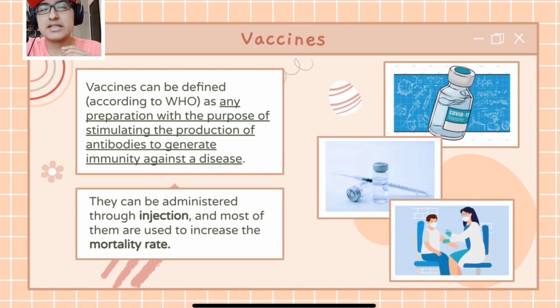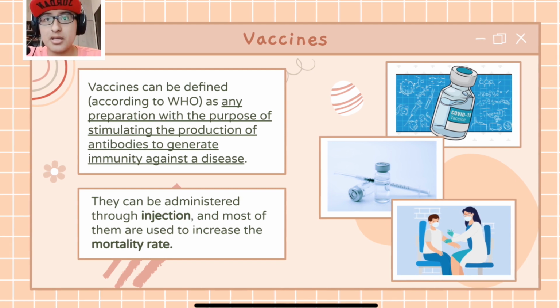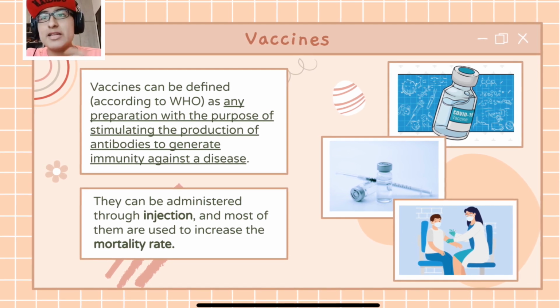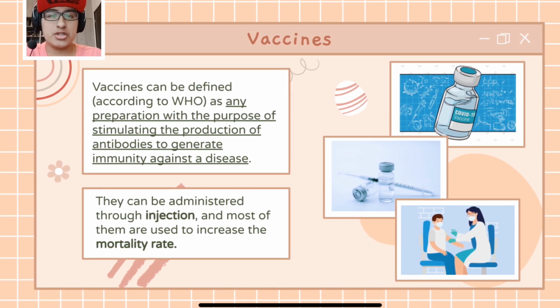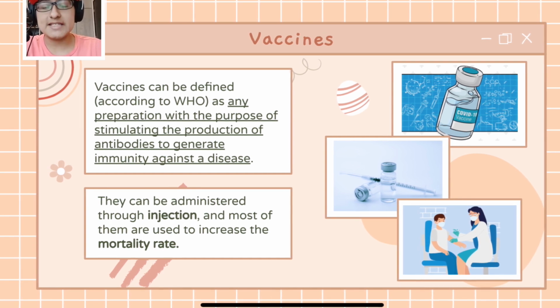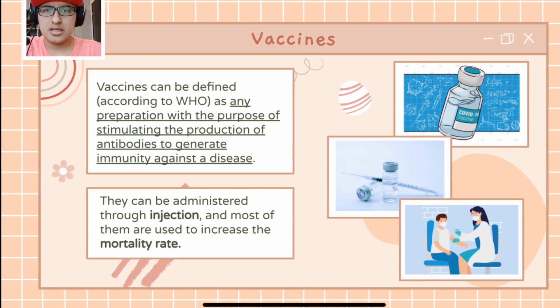The next word is vaccines. According to WHO, a vaccine is any preparation with the purpose of stimulating the production of antibodies to generate immunity against a disease, and a specific disease.